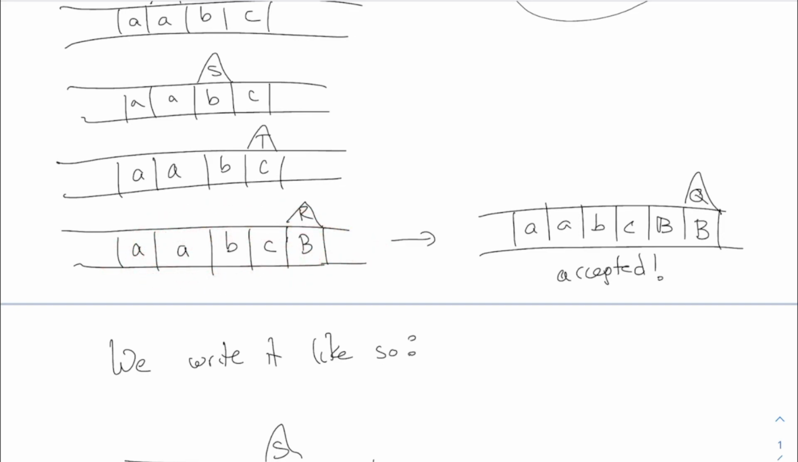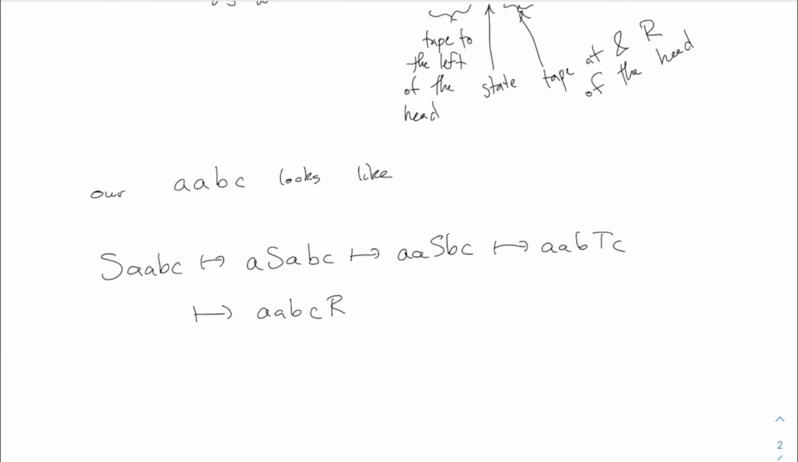And then in the next step, it moved one more position to the right and switched to state Q. A A B C blank Q, right? The head has moved one spot beyond the last letter, so you do have to write the blank in there. Yes? Would you write another blank at the end after the Q? You can if you want to.